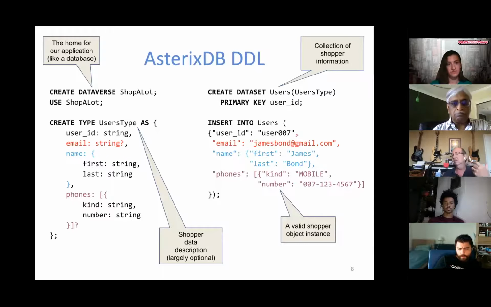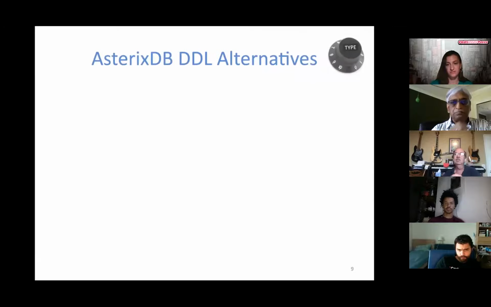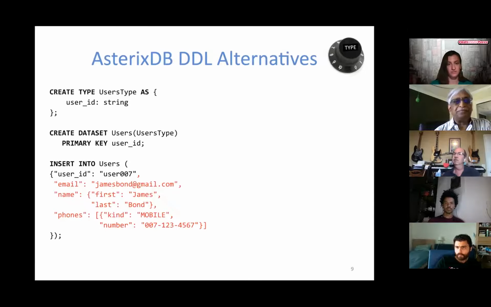The other aspect is come as you are, right? So there's a type knob in AsterixDB, right? You can decide to say all of that stuff. So for those of you who are schema bigots and you like schemas, we've got an answer for you. But you can also turn the knob and dial down on typing, right? So instead of having to say all of what we just said, you could simply say, I'm going to have a data set of users and they're going to have a user ID, and you could insert that same record into that data set of users. So you're not required to provide a schema.